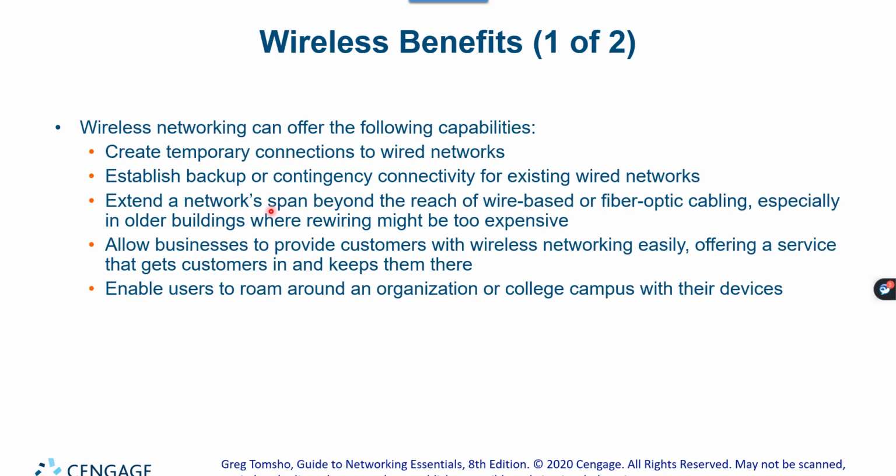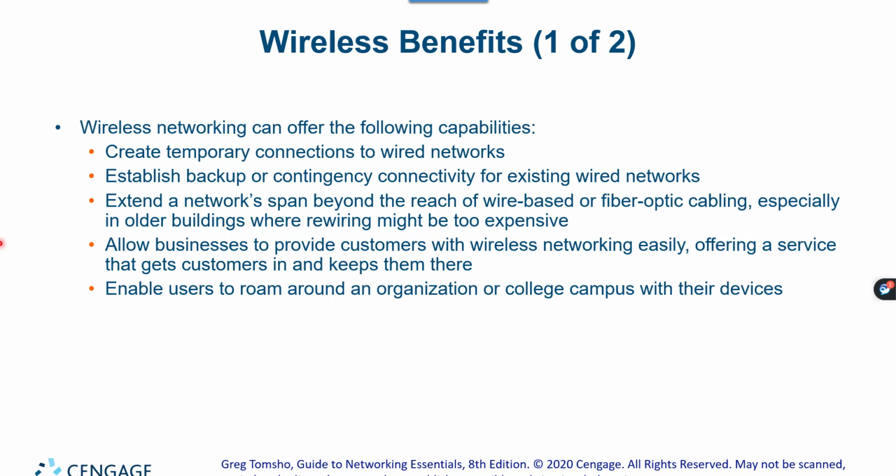Some of the cool things you can do with a wireless network that you can't do with a wired network is create temporary connections for your visitors. You can make backup or contingency connectivity. So maybe if there's a cable cut, we can use a satellite dish to send a wireless signal to the other building when our backbone is cut.